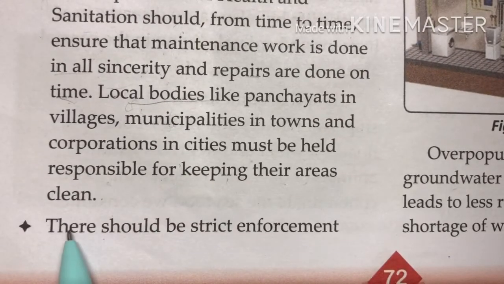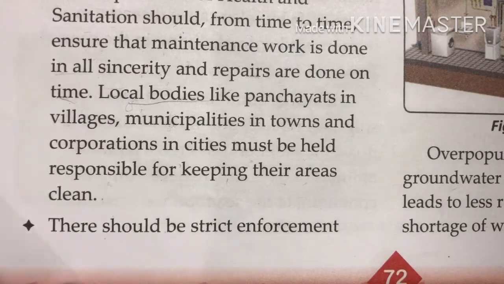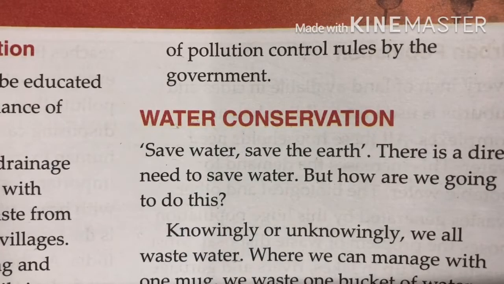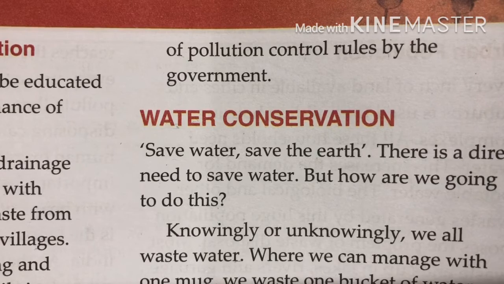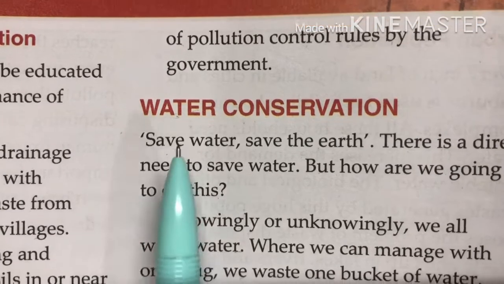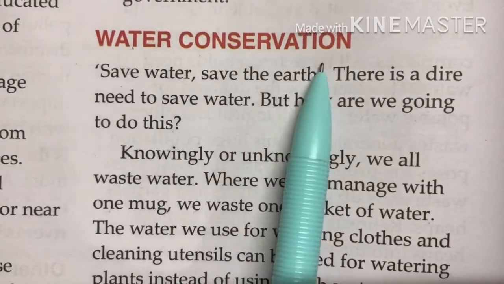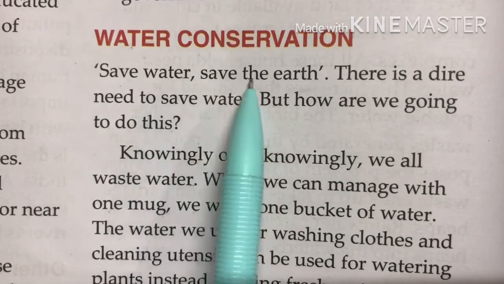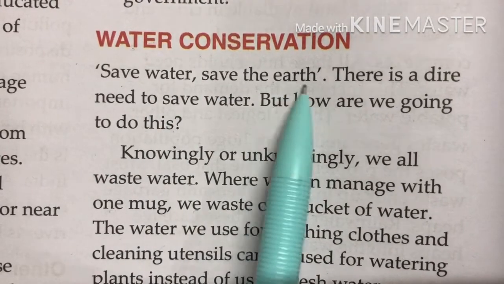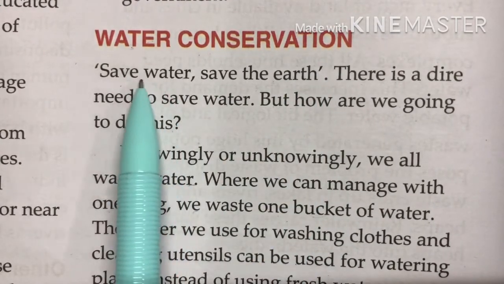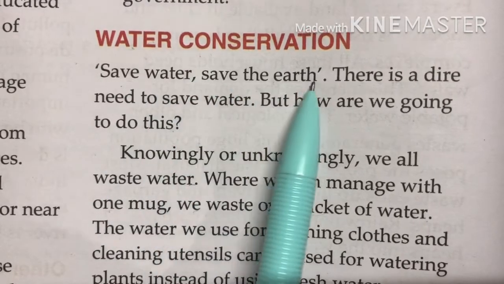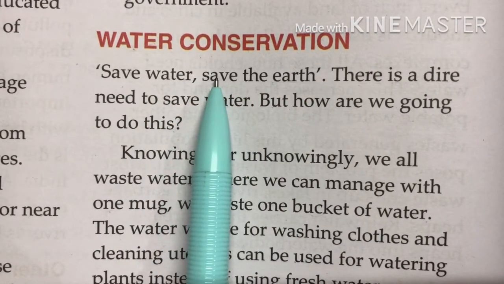Then next point is, there should be strict enforcement of pollution control rules by the government. So these are some preventions of water pollution. So next we will see how to conserve water, means water conservation. Save water, save the earth, means if we have to save the water, then we have to save the earth, because water is very essential for our survival.